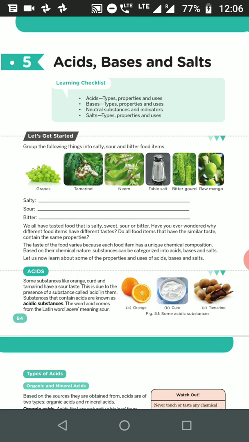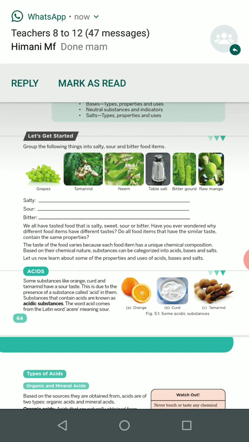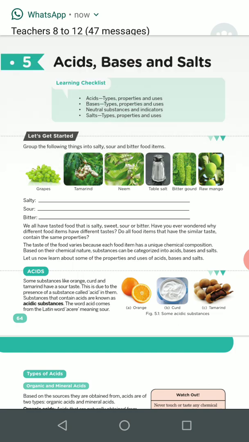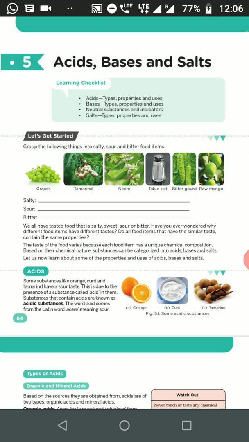See the picture. In the picture some food items are given like grapes, tamarind, neem, table salt, bitter gourd and raw mango. So how can we identify whether the given substance is acid, base or salt? They are classified into salty, sour and bitter.